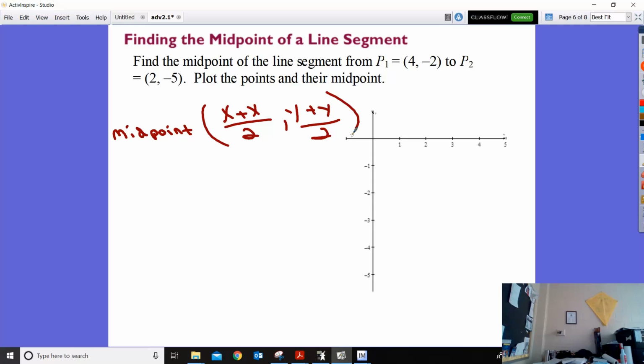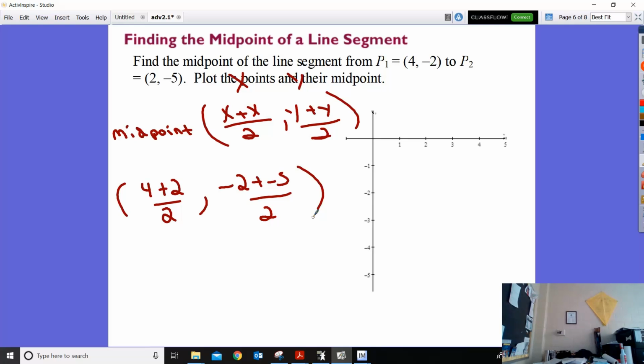All right, so we're tasked with finding the midpoint of this thing. What are our x values? 4 and 2. Now, by the way, this represents an x value and a y value. What are our y values? -2 and -5 over 2. And then you reduce, kids. I'm trying not to use the calculator, because if you type this in a calculator as is, you're going to get the wrong answer, aren't you?